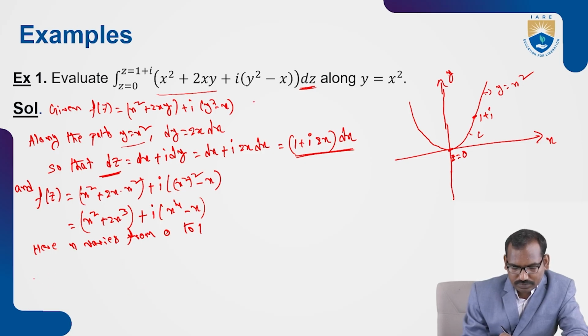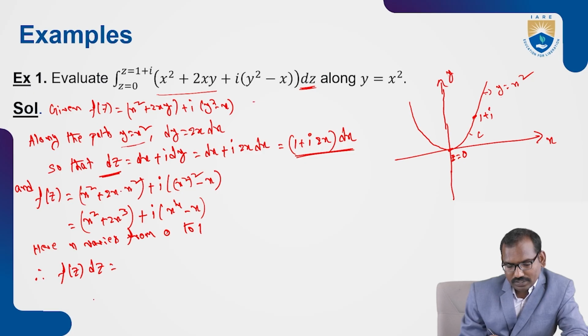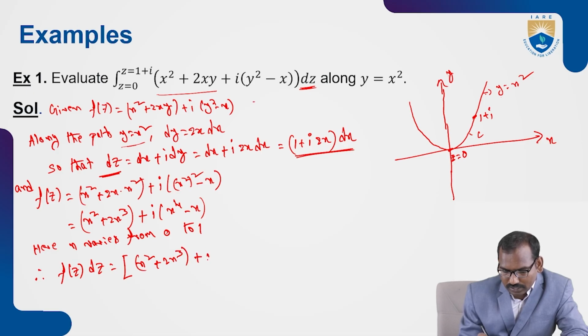So therefore, I need to find what is f(z) dz. This is required when I am calculating integration. So here I know what f(z) is already: x square plus 2x cube plus i times x to the power 4 minus x. Next I am going to write dz.